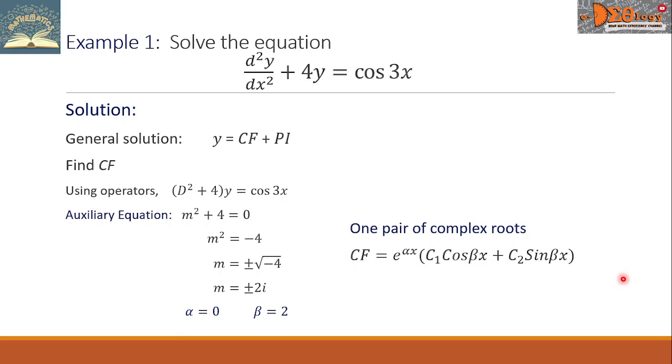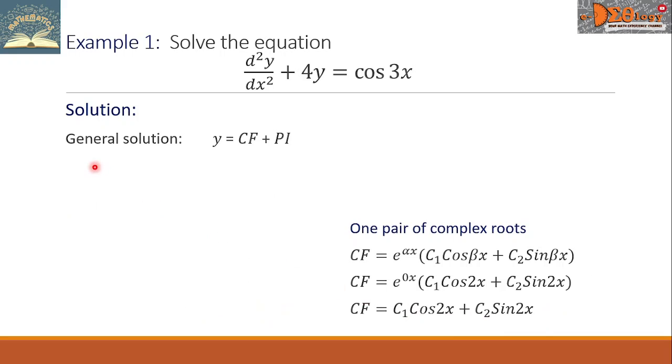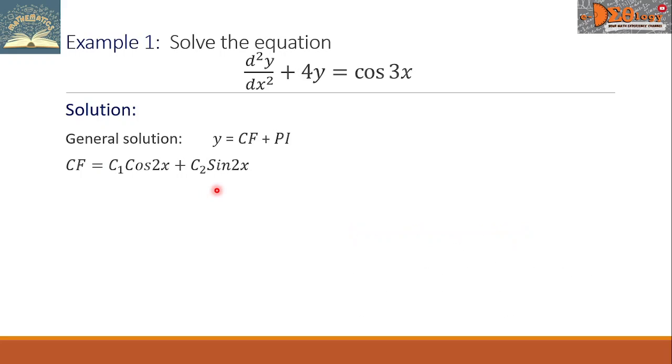We're going to use this formula for the CF. Let us substitute the values of alpha and beta respectively. So the CF now becomes like this, and we simplify our equation further into c sub 1 cosine 2x plus c sub 2 sine 2x. So the CF we will copy in here. Then we go to the next step to find the PI.